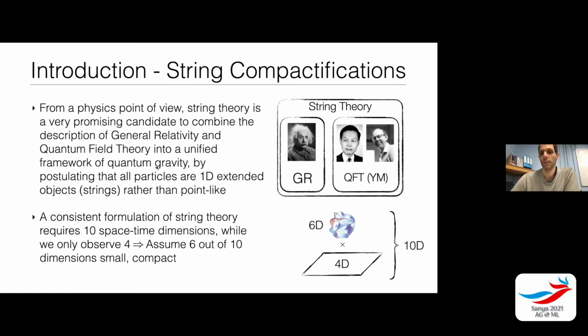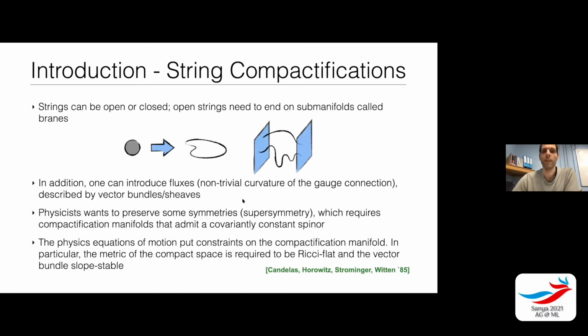If you do that, and you study the consistency conditions of superstring theory, you find that you require 10 space dimensions. And since you only observe 4, this means that 6 out of these 10 dimensions have to be small and correspond to some compact manifold. The strings can be open or closed, and open strings end on submanifolds that are called D-branes, and closed strings can just close into themselves.